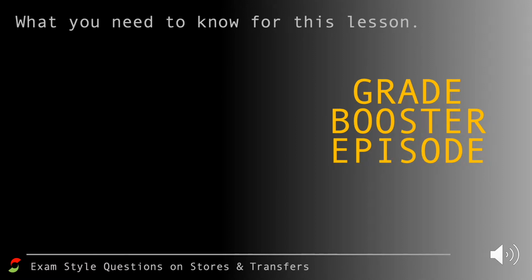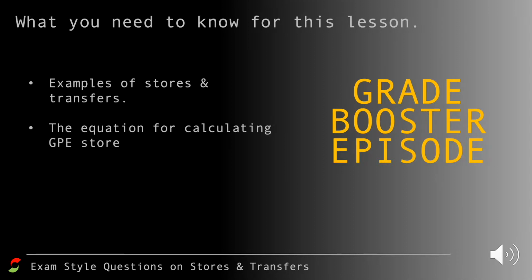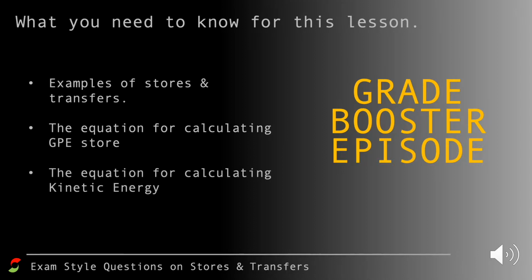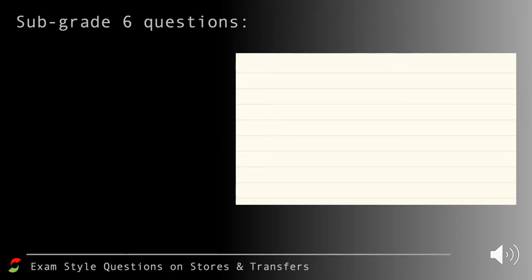To get the most out of this lesson, you're going to need to know what stores and transfers are and examples of those. You need to know the equation for calculating gravitational potential energy store and also for calculating kinetic energy store. If you're not sure how to do any of those, do check out other videos on the channel. I'll help you do that. So let's start looking at up to a grade 6 base question.